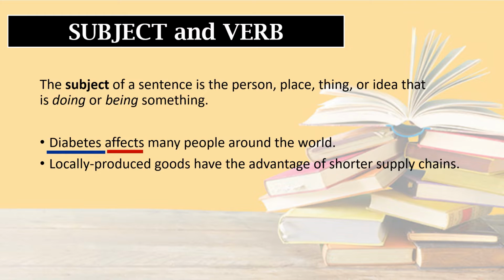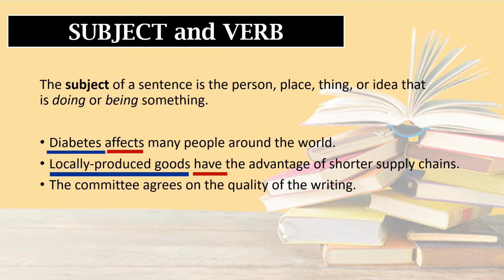Locally produced goods have the advantage of shorter supply chains. The subject here is locally produced goods, and the verb is have. Have here is a transitive verb. Next sentence. The committee agrees on the quality of the writing. What is the subject in this sentence? It is the committee. The verb in this sentence is agrees.